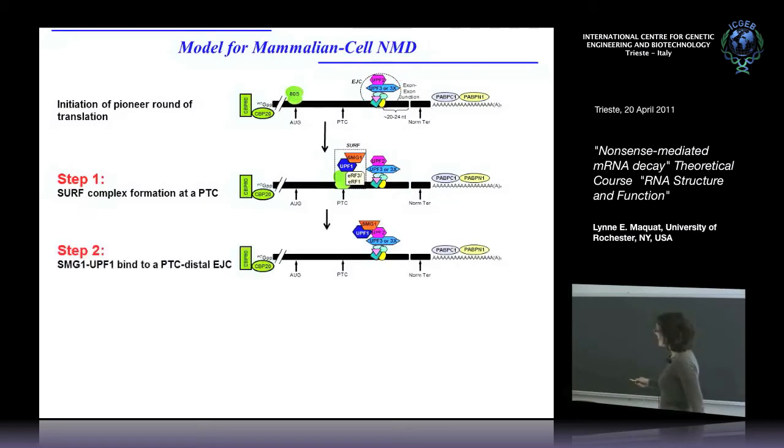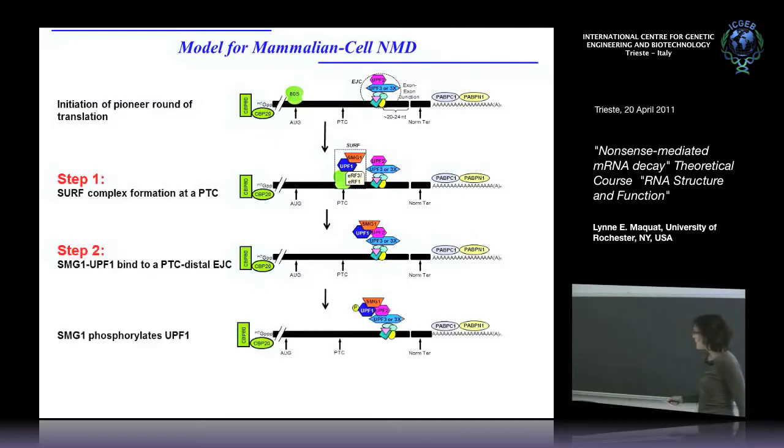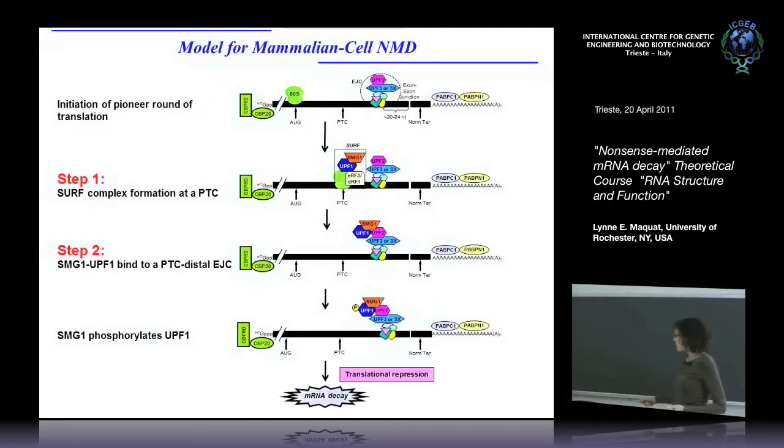And subsequently, UPF1 and its kinase SMG1 move to the EJC. UPF1 interacts directly with UPF2, and actually SMG1 interacts with UPF2 as well. Then UPF1 becomes phosphorylated, and that's the way it's activated. Subsequently, there's a step of translational repression that I'll describe in a minute, and then there's mRNA decay.